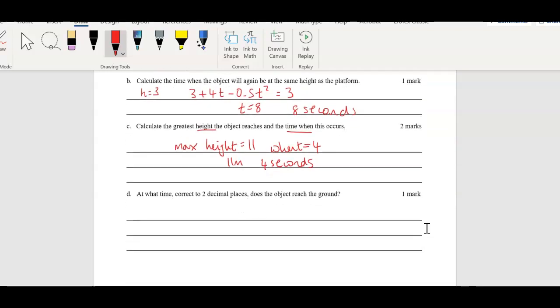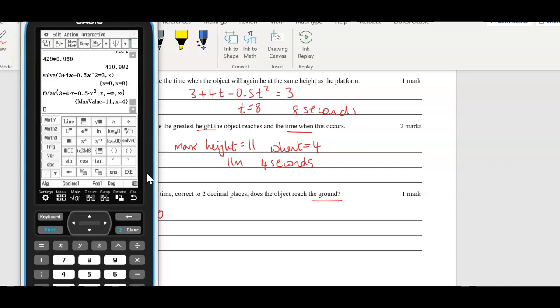And then question D: at what time, correct to 2 decimal places, does the object reach the ground? So that's when h is equal to 0, when it's hit the ground. Again, I've already copied my formula, so I'm just going to paste it again, and we let that equal 0, and we should get 2 solutions because we've got 2 x. Basically, we're finding the x-intercepts. So we should get a negative value, which you can see there is negative 0.69, and the other one is 8.69.